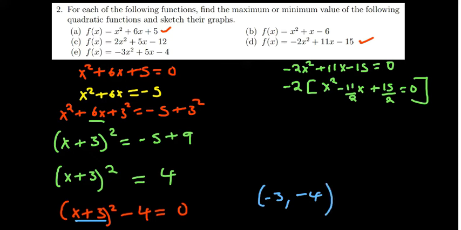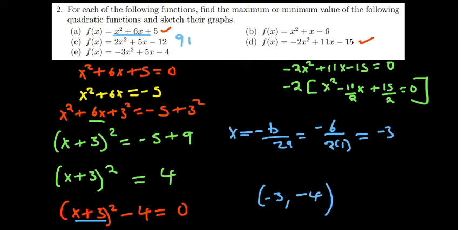The other way we can prove it is with the formula x is equal to negative b over 2a. Our b is 6, and our a is 1. So your answer is negative 3. Plug the negative 3 into the entire equation. Negative 3 squared is 9. Negative 3 times 6 is minus 18. Plus 5. 5 plus 9 is 14. 14 minus 18 is negative 4. Okay, so we're good.